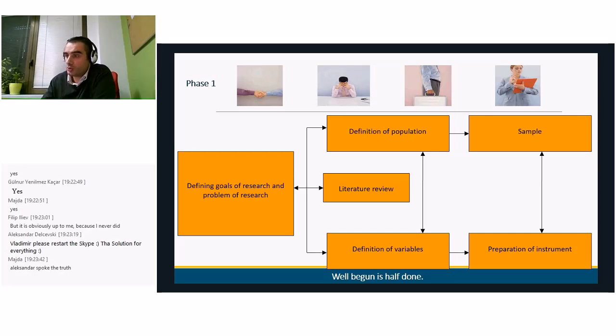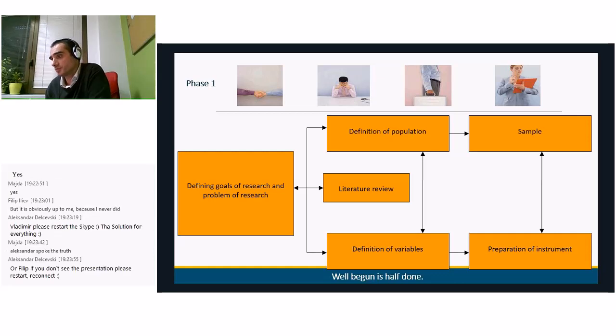So when all these five elements are in line, when you have defined your goals, you have defined your population, you know how to form the sample, you have defined your variables, and you have prepared the instrument, this counts as a good preparation so that we can start with the research.